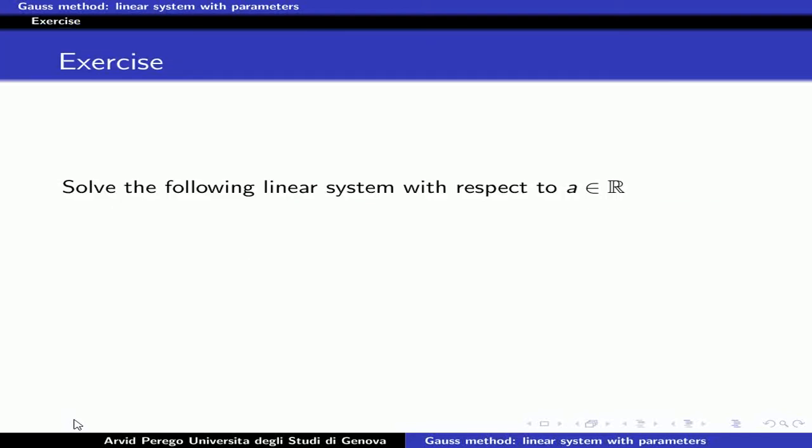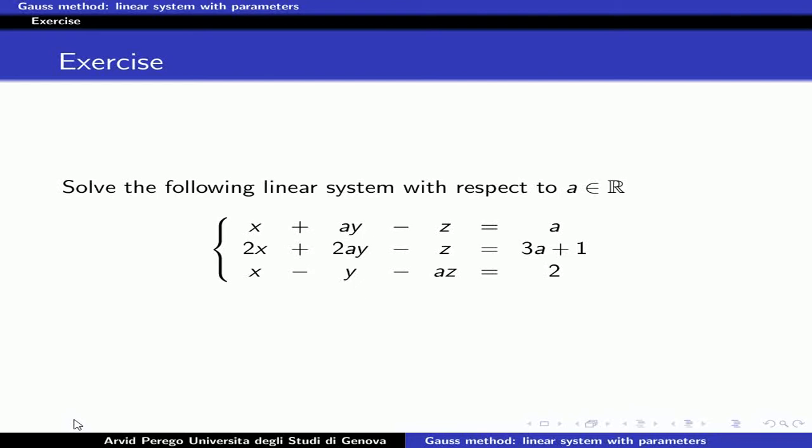We want to solve a linear system which depends on a parameter a, which is a real number. The linear system is the following. We have three equations. The first one is x plus ay minus z equals a. The second is 2x plus 2ay minus z equals 3a plus 1. And the last one is x minus 1 plus az equals 2.